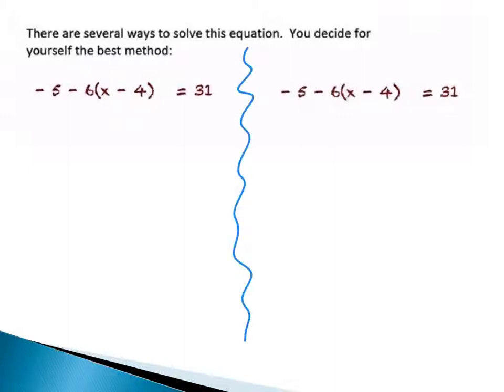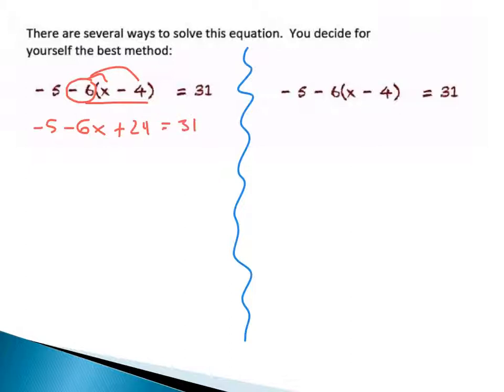What we did in previous examples is we took and distributed first. So we noticed negative 6 times x minus 4. This should be, again, a sign that you need to distribute that. Okay, remember that when we distribute the negative 6, I got to make sure I pay attention to that negative. That's going to give me negative 5, minus 6 times x is 6x, minus 6 times negative 4 is plus 24, is going to equal 31.